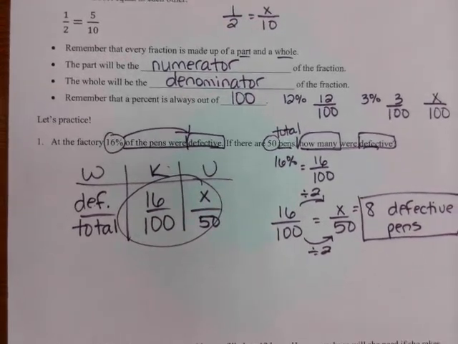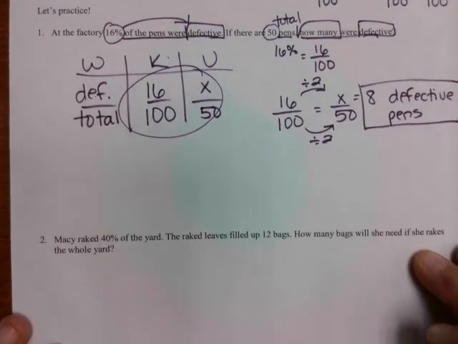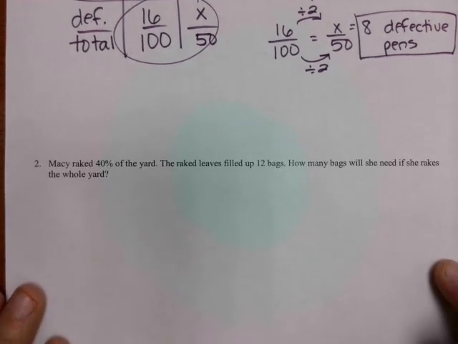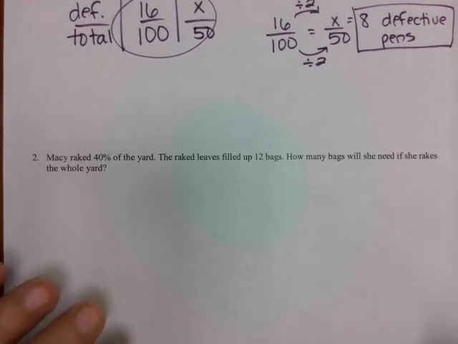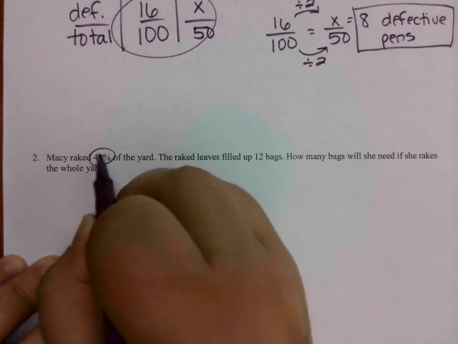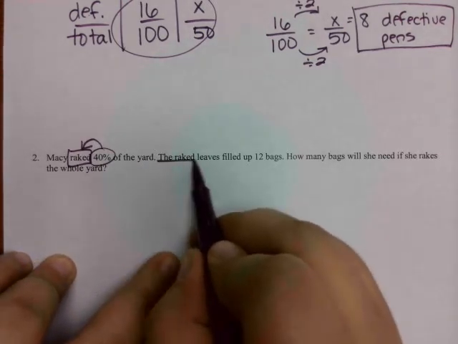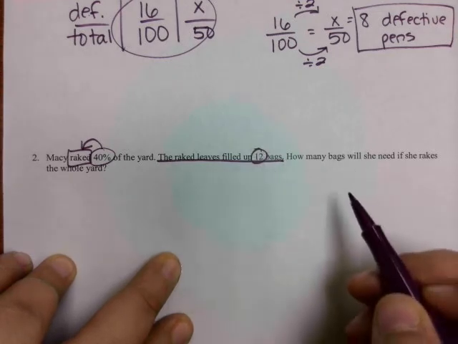All right, we're going to do one more example because I just don't want this video to be too long. And I'm going to show you 2 ways to solve this one. Macy raked 40% of the yard. So 40% was raked. The raked leaves filled up 12 bags.